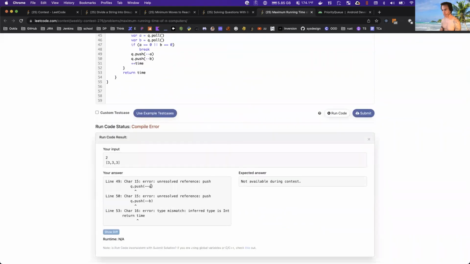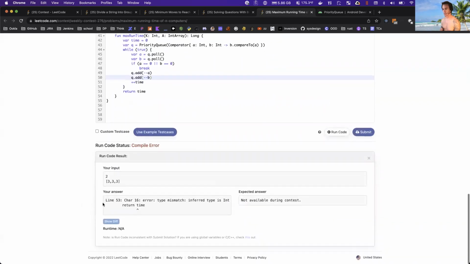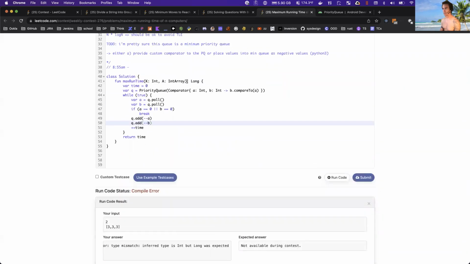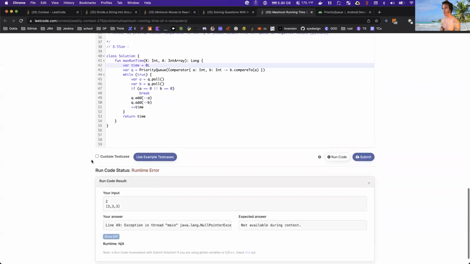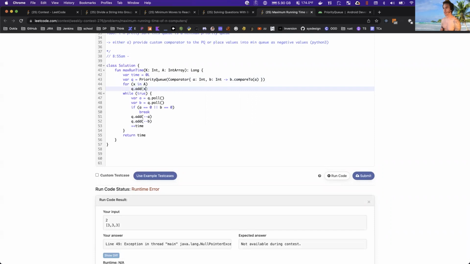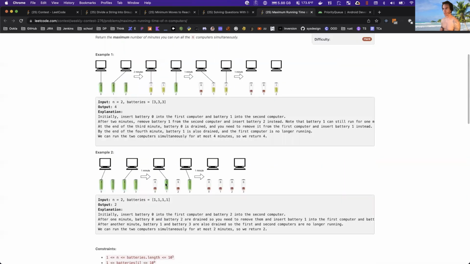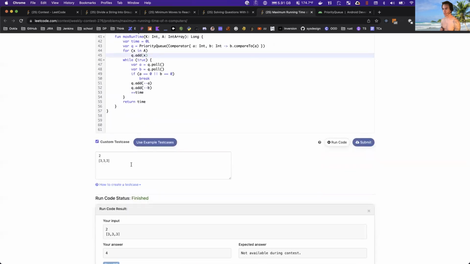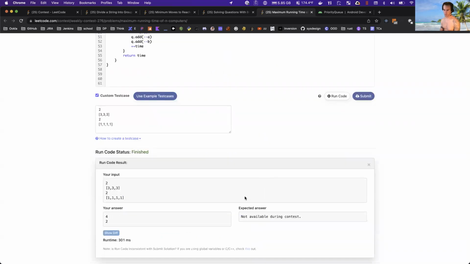It should be 4. Push is add. Time. We're looking for a long time. Null pointer exception. Oh, I didn't add anything to the queue. Oops. Okay. So for x in A, q dot add x. Okay. Stick it in my priority queue. Okay. That's 4. That's right. And then 2 and this guy. Okay. That output should be 2. 4 and 2, okay, that looks legit.